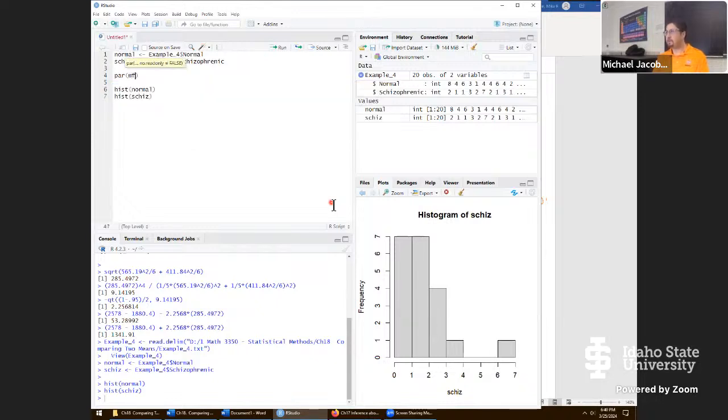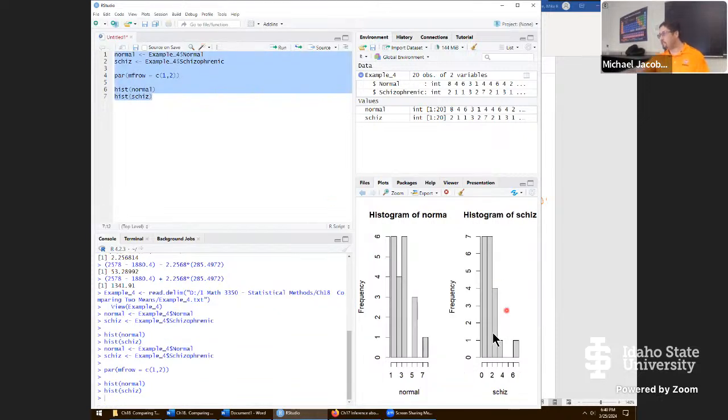Then MF row, modify something probably, equals C. We're going to combine and do a display with one row, two columns. So if you put that in the middle, then just rerun everything, you get some fancier histograms, but it's completely optional. I'd say use that syntax if you like it.